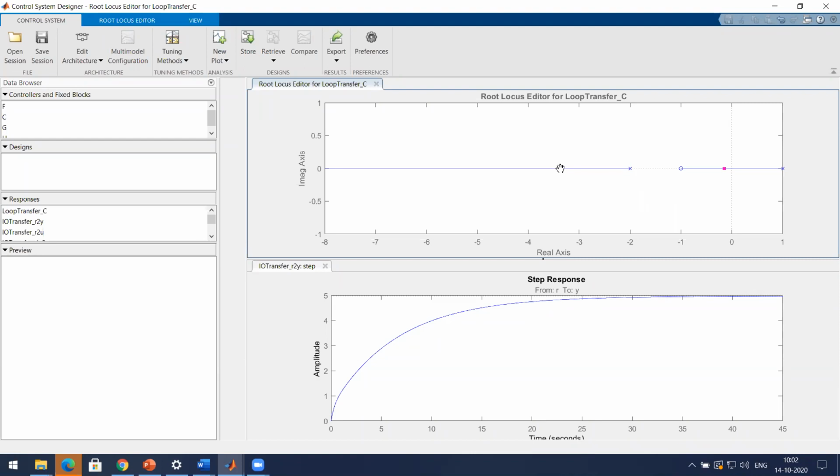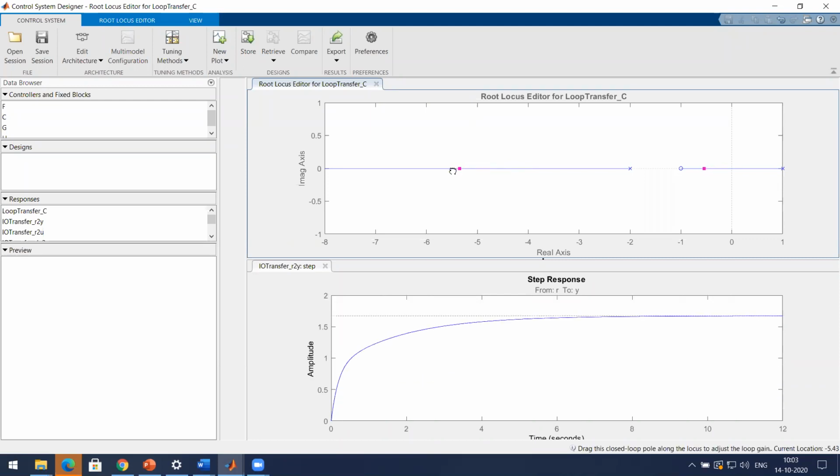What is this magenta color one? What am I moving? What are those called? Those are the closed loop poles.